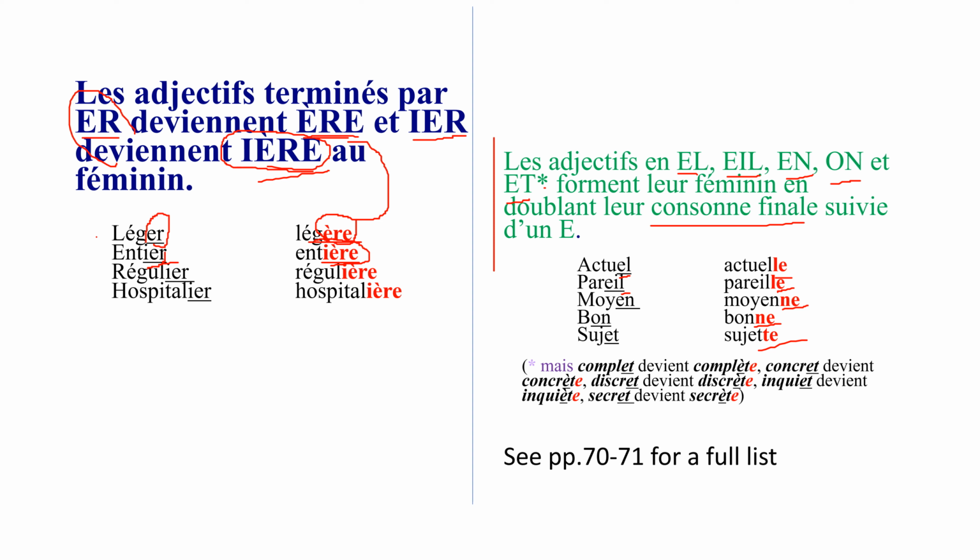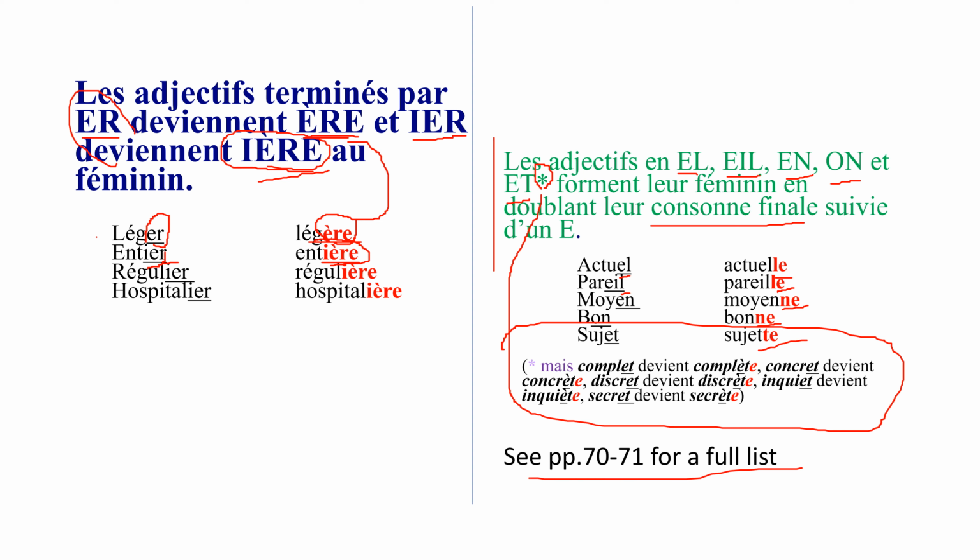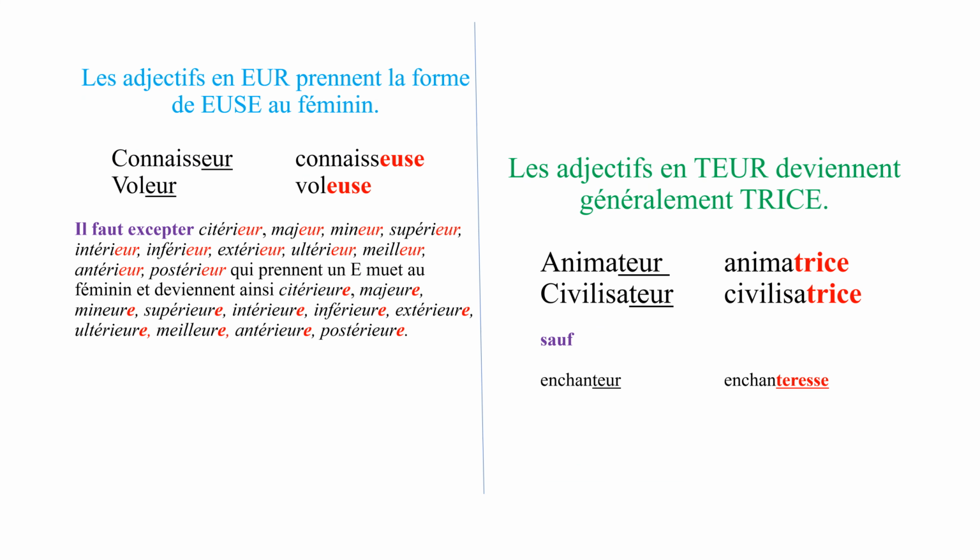Of course, this asterisk here brings you here. These are the exceptions. Complet, you do not double the consonant, you add an E. It becomes E accent grave TE. Concret, concrète, discret, discrète. Inquiet is inquiète. Secret becomes secrète. Page 70 to 71 gives you a full list.